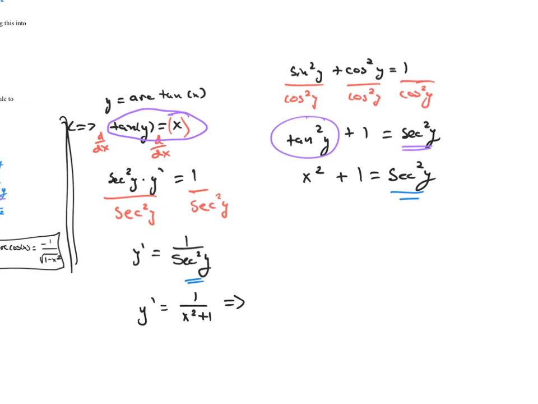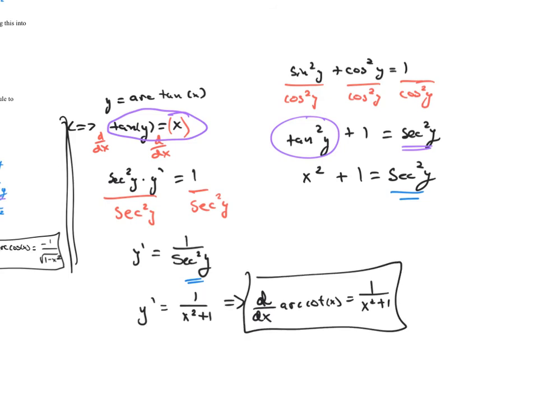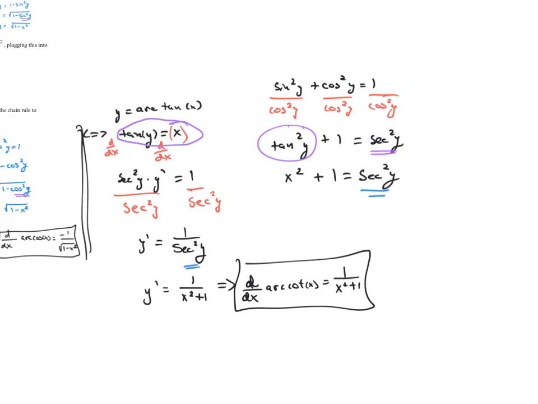So what did we just do? We just found out the derivative with respect to x of arc cotangent of x equals 1 over x squared plus 1. Okay? We could do the same thing with, oh, sorry, that's arc tangent. I said that wrong. Give me a second. The derivative with respect to x of arc tangent of x is 1 over x squared plus 1.